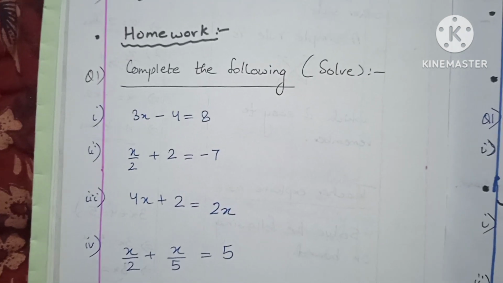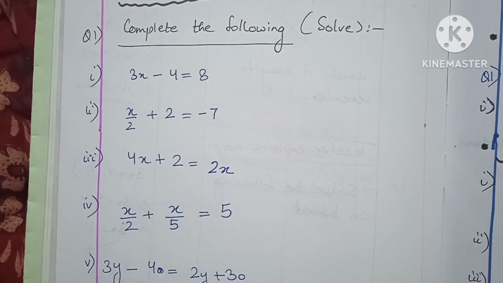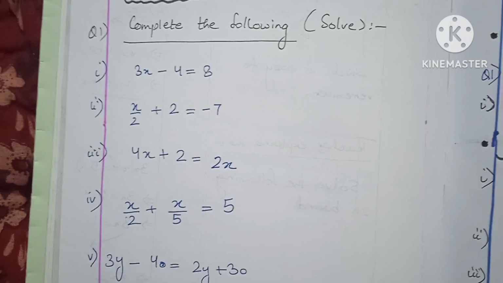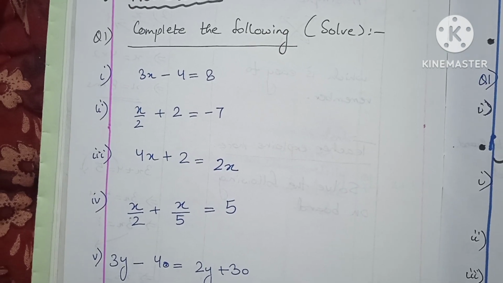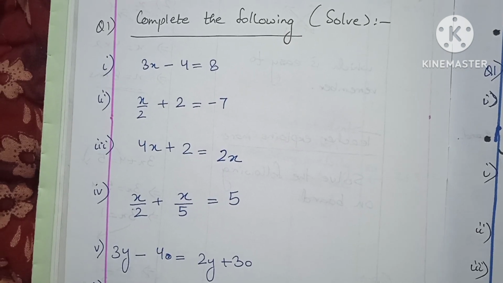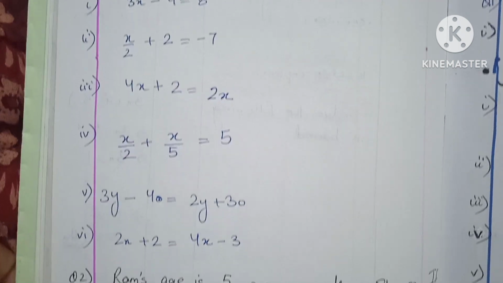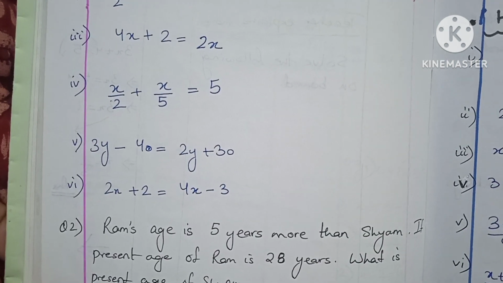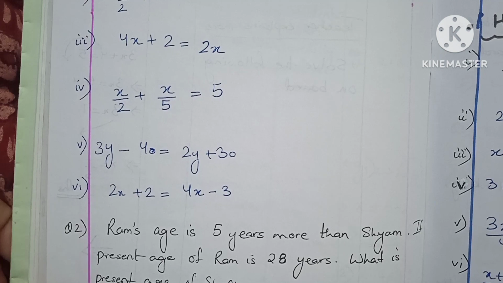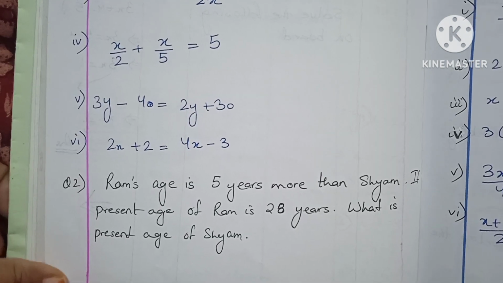Now, for homework, teacher gives the following questions. 3x minus 4 is equal to 8. x by 2 plus 2 is equal to minus 7. 4x plus 2 is equal to 2x. x by 2 plus x by 3 is equal to 5. 3y minus 40 is equal to 20 plus 30. 2x plus 2 is equal to 4x minus 3.